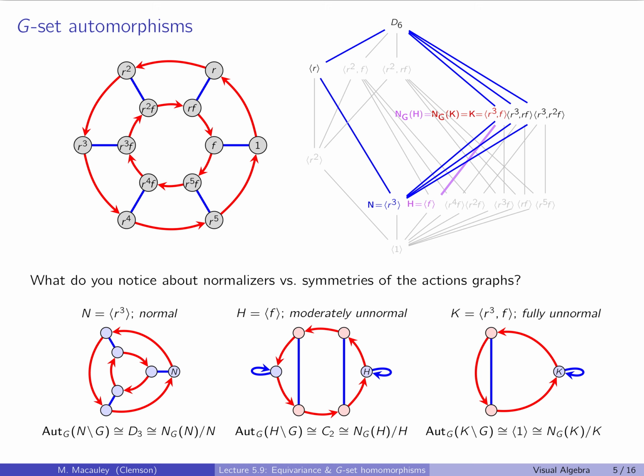Finally, K is its own normalizer, so the normalizer mod K is just trivial, and notice how K doesn't look like any other node in here. All three of these nodes look fundamentally different. Sometimes this is called a primitive G-set because it has a trivial G-set automorphism group.